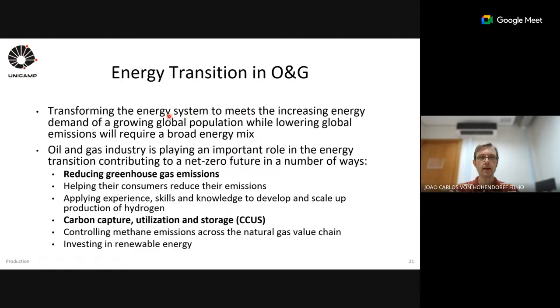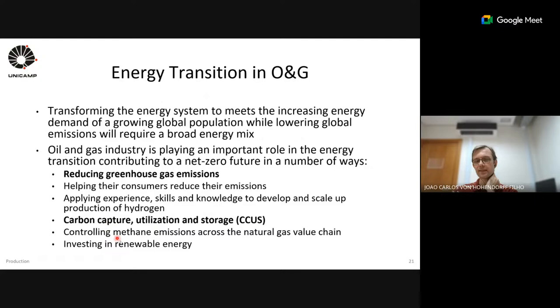But what is interesting, the oil and gas industry is playing an important role in the energy transition, contributing to a net zero future in a number of ways. So the oil and gas companies have an important role in this scenario, because they can reduce greenhouse gas emissions from their installations, helping their consumers reduce their emissions. Another possibility: applying experience, skills, and knowledge to develop and scale up production of hydrogen as an energy source. Carbon capture utilization and storage, it's called CCUS, and controlling methane emissions across the natural gas value chain.